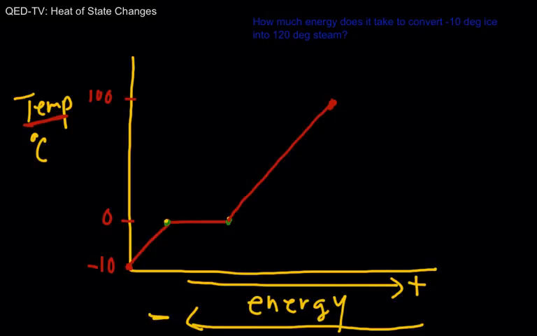At this point, a new state change begins called vaporization. And so we have another plateau. Now this plateau is longer than the first plateau. It actually takes quite a bit more energy to boil the water than it does to melt the ice.